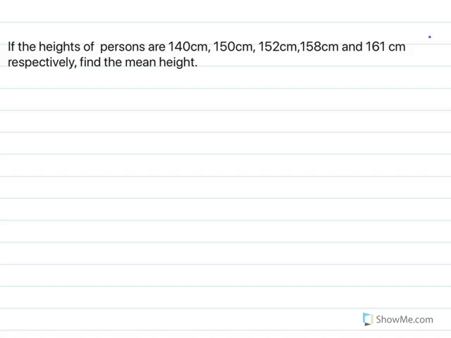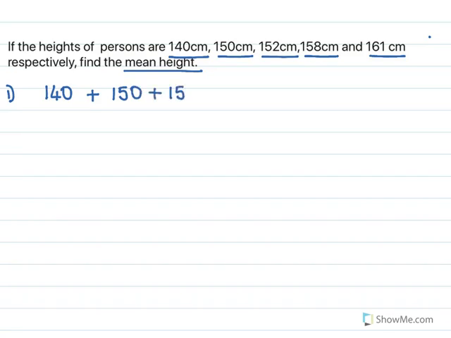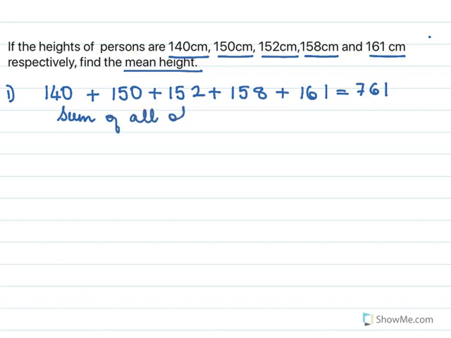If the heights of five persons are 140 centimeter, 150 centimeter, 152 centimeter, 158 centimeter and 161 centimeter respectively, find the mean height. So first our observations are 140, 150, 152, 158 and 161. We add them all, and we find the sum of the observations, and that is 761.